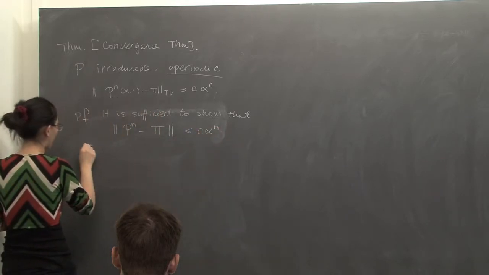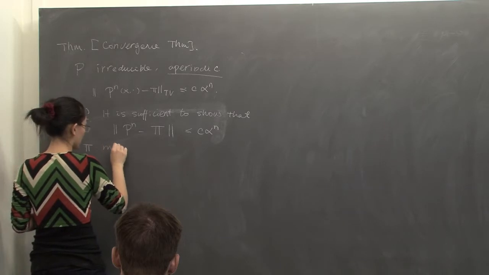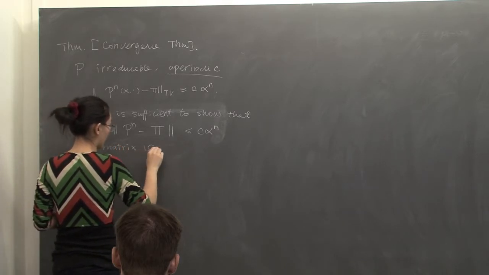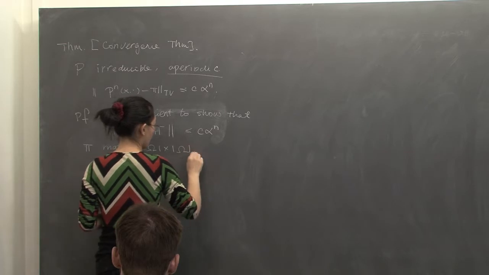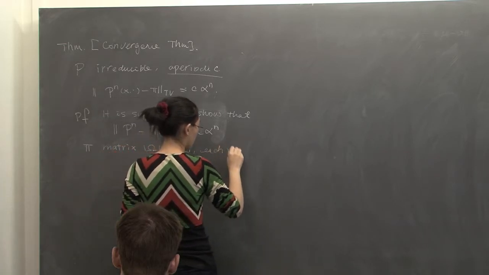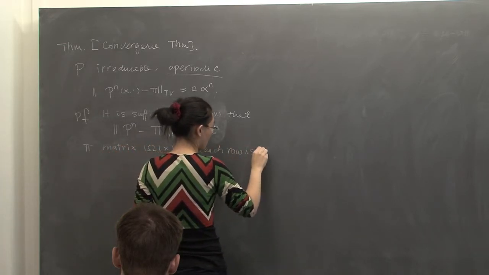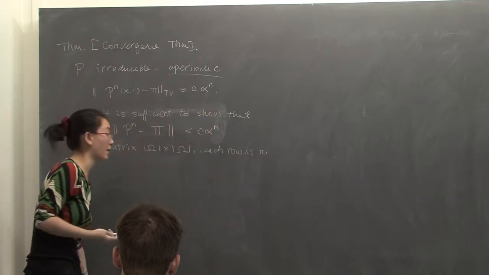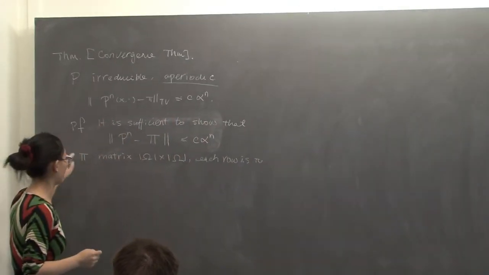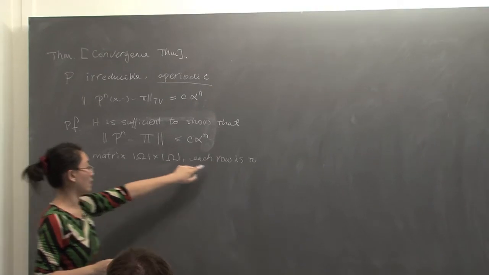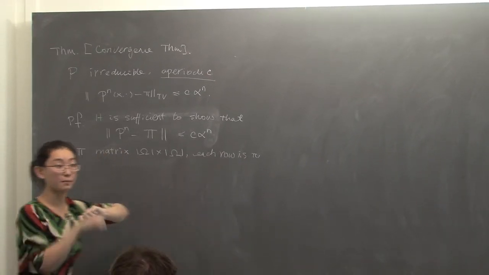And here, this big pi is a matrix that has the same size as P, n by n. Each row is this small pi. So small pi is a row vector, and this big pi is an n by n matrix, and each row is this small pi.